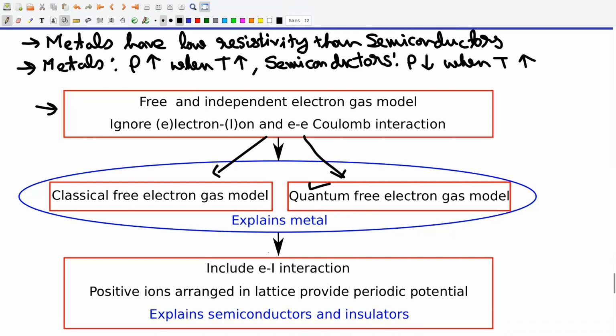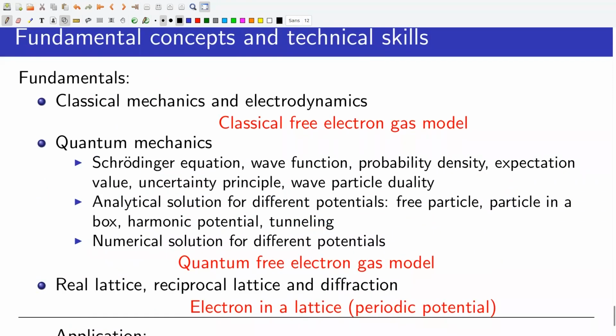And then we have to go beyond the free electron gas model, and we have to include electron-ion interaction, where the positive ions arranged in a lattice provide the periodic potential for the valence electrons. And once we do that, we will see that we can get a very good explanation for the properties of semiconductors and insulators. Let me briefly mention the fundamental concepts and technical skills to be developed during the course.